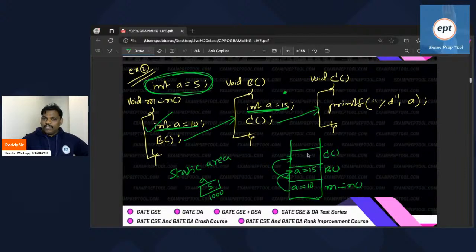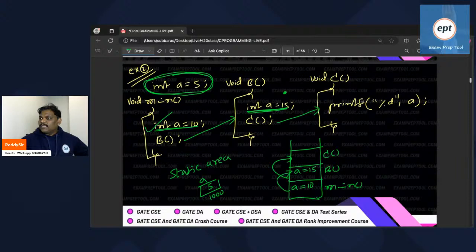Now understand, everyone. This is the big issue here. Please make sure you listen to this point properly. So C is executing now. As of now, function C is running. Now see the answer. printf("%d", a). Now I am printing A.